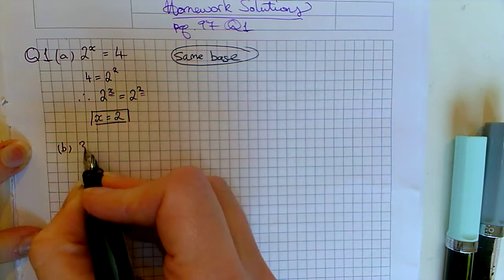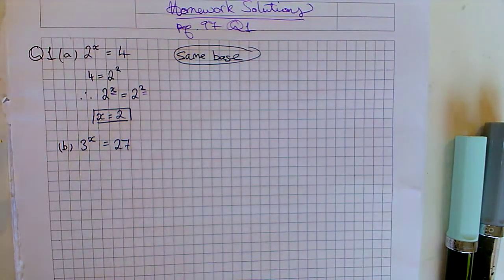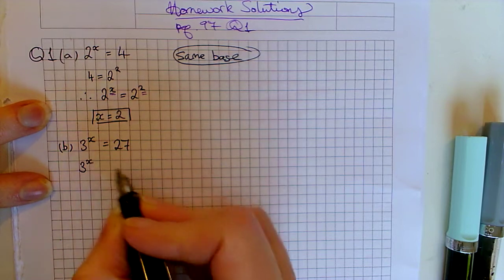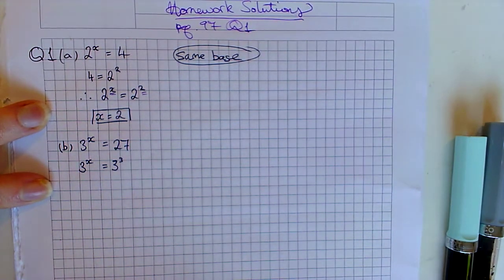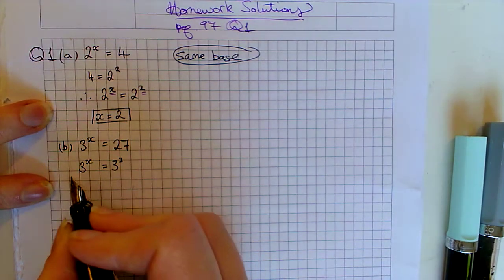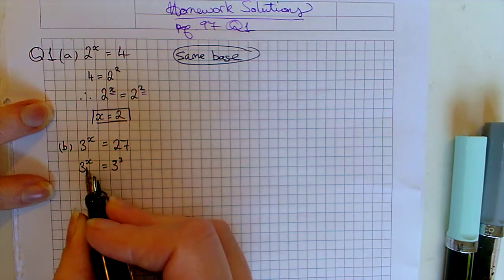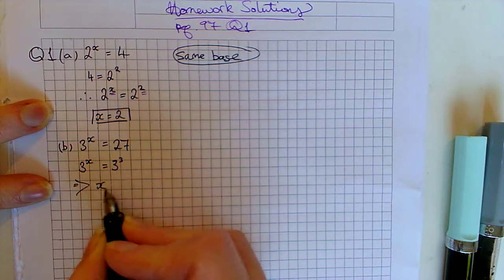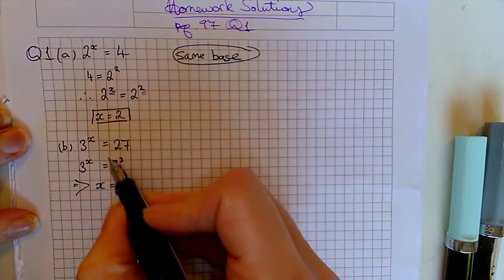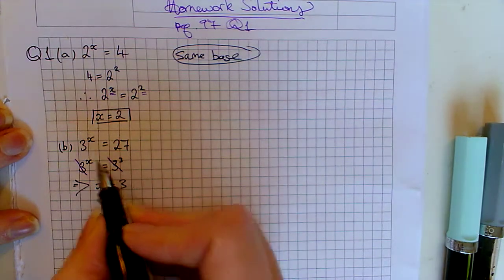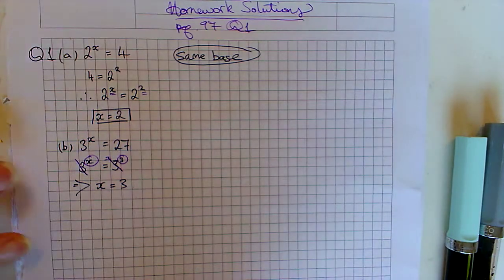For part B, we had 3^x equal to 27. So 27 is 3 cubed. This is why we had to learn these off. I mean, you can use the calculator to work it out, but it's much quicker if you happen to know that 27 is a perfect cube. So 3^x is equal to 3 to the power of 3, and that means that x is equal to 3. It's like we're cancelling the bases once they're the same, and all we're left with is the power in our equation. So x is equal to 3.